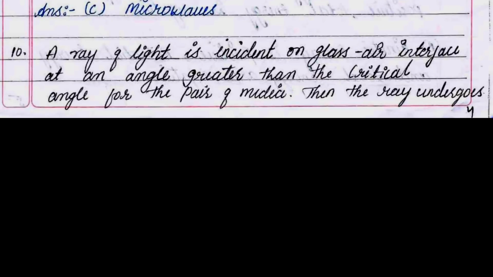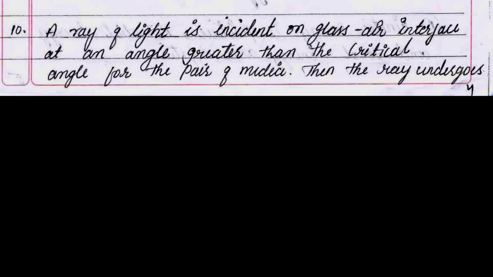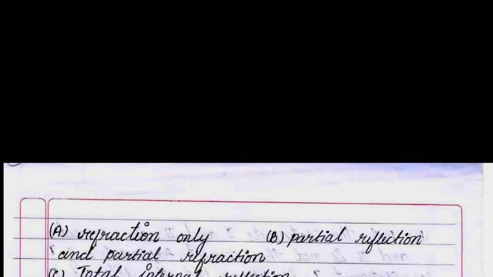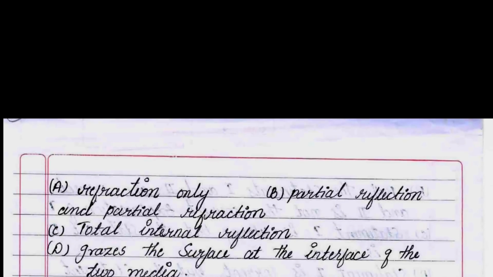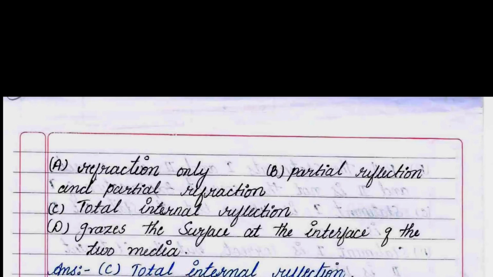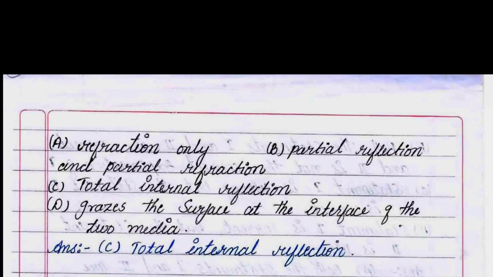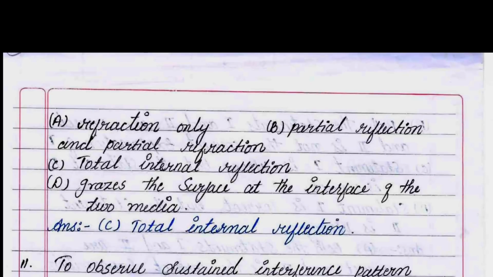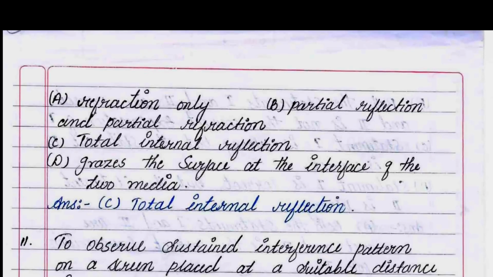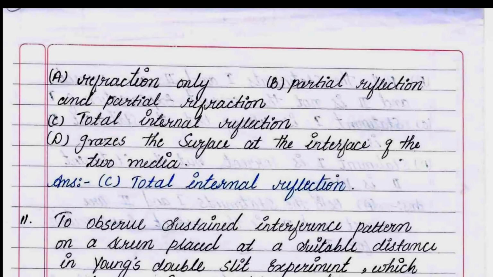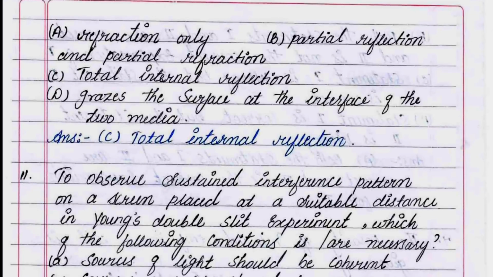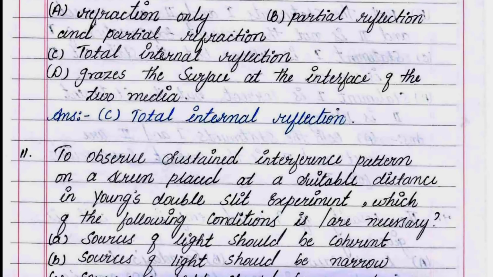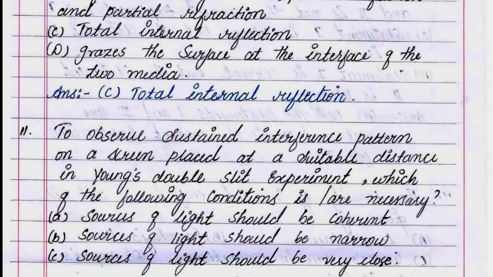10. A ray of light is incident on glass air interface at an angle greater than the critical angle for the pair of media. Then the ray undergoes A. Refraction only, B. Partial reflection and partial refraction, C. Total internal reflection, D. Grazes the surface at the interface of the two media, and the answer is C. Total internal reflection.